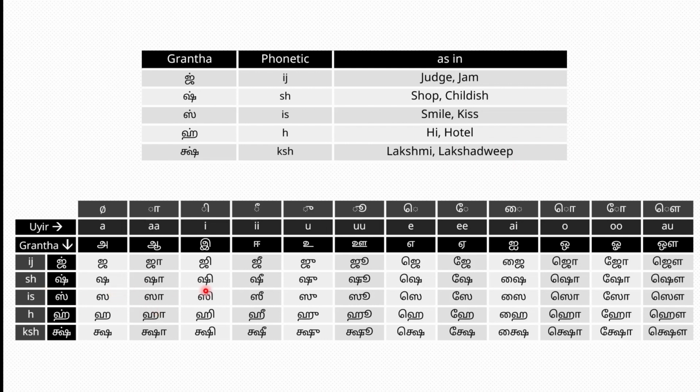Now we are going to see about these Grantha letters. So these are all the ja line letters. Jajja, Jiji, Juju, Jeje, Jai, Jojo, Jau. Sha line letters. Shasha, Shishi, Shushu, Shishe, Shai, Shosho, Shau.